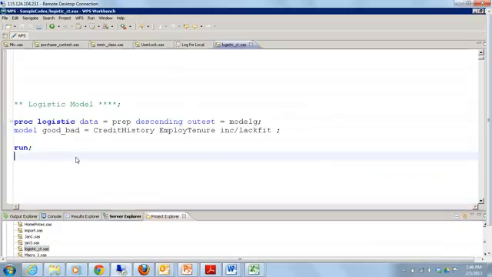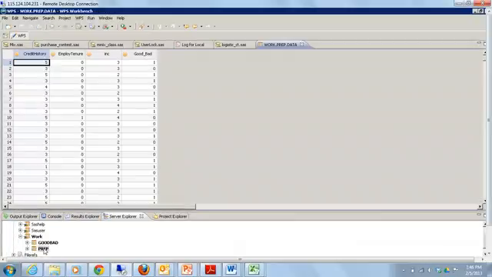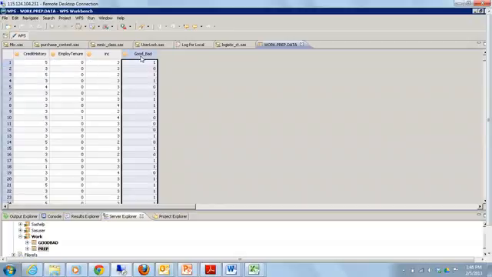So before I run the model, let's just make sure that we understand the data. So I have a dataset here called prep, which is my dataset. It has 4 variables. Good bad is my dependent variable. I have 3 categorical variables: credit history, employment tenure, and income. And all of these, my independent variables, are categorical.